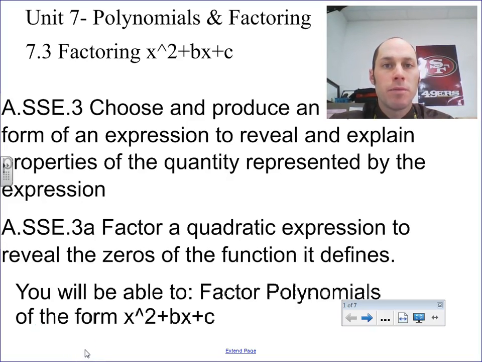All right, let's continue talking about polynomials. Today we're going to learn how to factor. And we'll factor polynomials that have the form x squared plus bx plus c. So we'll talk more about that, and we'll find out that factoring is basically the inverse of multiplication.